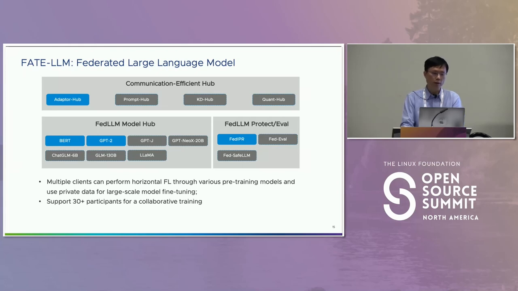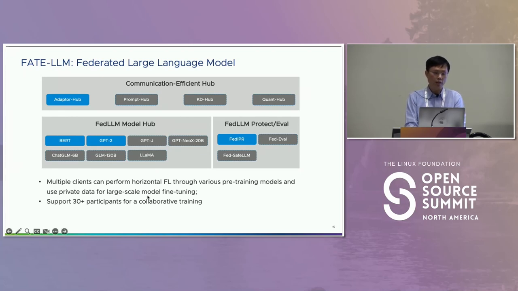We're going to release one version this month in May to handle our larger models. Right now, we can only have BERT and GPT-2. It's not a very large model, but in the roadmap, we'll have GPT-J, Llama, and ChatGLM-130B, and so on. All those are the large models that we aim to provide to the users.